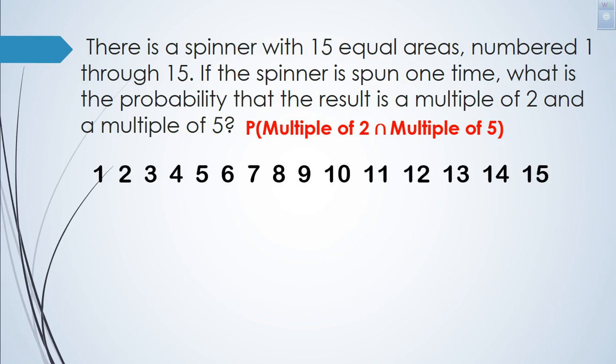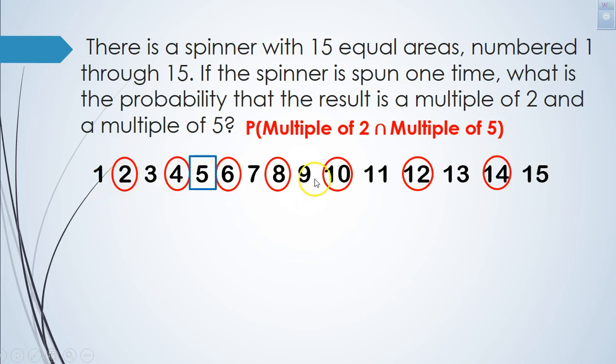I like doing this problem visually because I think it's a little bit easier for me to understand. Maybe you too, so we'll see how you guys do on this one. So first it's asking us for multiples of 2. So I'm going to go ahead and circle all my multiples of 2: 2, 4, 6, 8, 10, 12, 14, right? Then it's asking me for the multiples of 5. So we've got the multiples of 5. There's 5, 10, and 15.